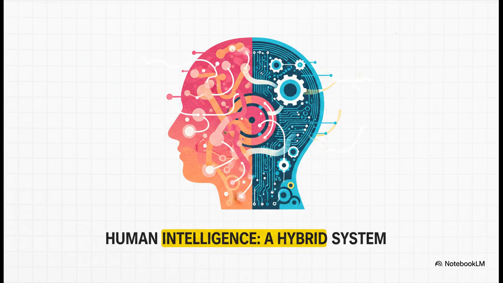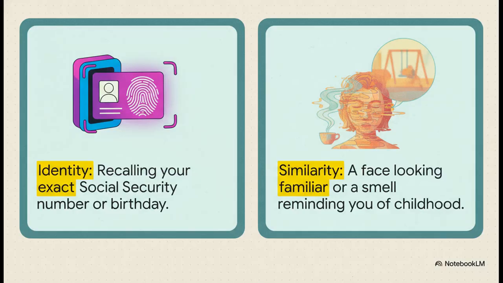And what's so fascinating about all this is that it's not just some clever engineering solution for AI. Turns out, it's a pretty good mirror for how our own brains work. We are also hybrid systems. No, really, think about it. When you recall your social security number, that's your identity brain at work. It's an exact reference. But when you see someone and think, that person looks so familiar, that's your similarity engine firing up. Remembering your exact birthday, identity. A certain smell that suddenly reminds you of being a kid, that's similarity. We are constantly, seamlessly switching between these two modes of thinking all day long.